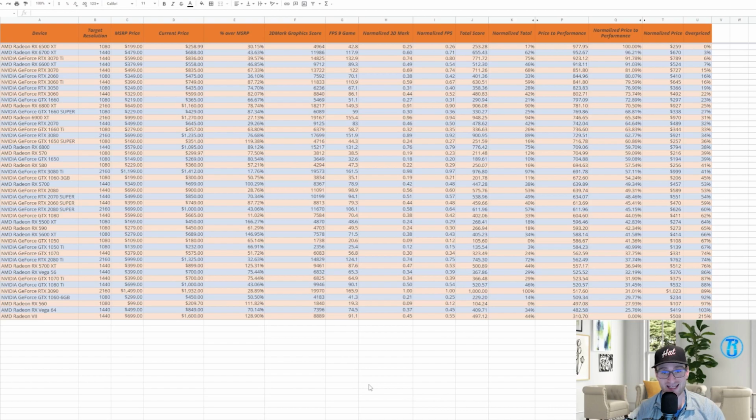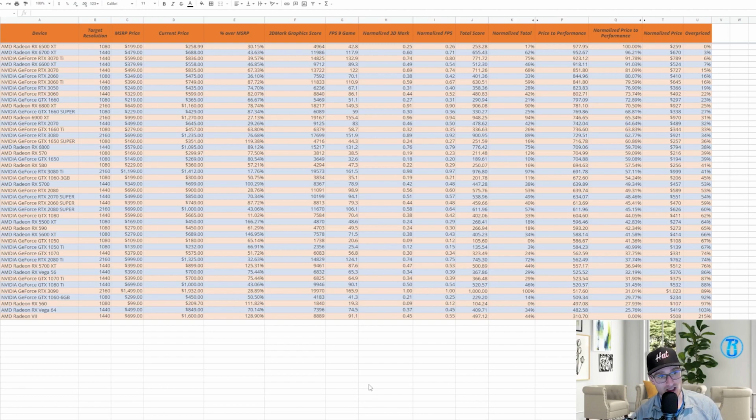Alrighty, so we're jumping into the spreadsheet that I put together, and this will be linked down in the description below. As you can see, you have every device, which is all of the graphics cards from the past few years up until today. So anything from an RX 560 or RX 570 from AMD, back to the GTX 1050 from NVIDIA, and then everything through to the current models.